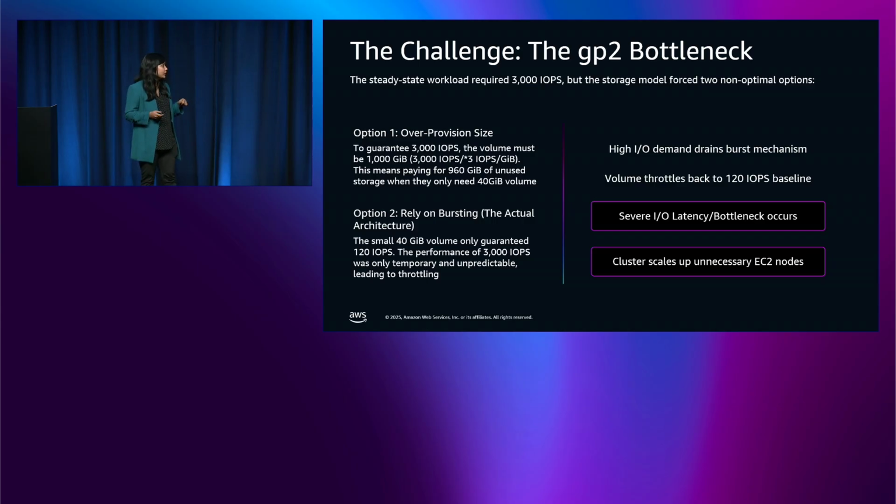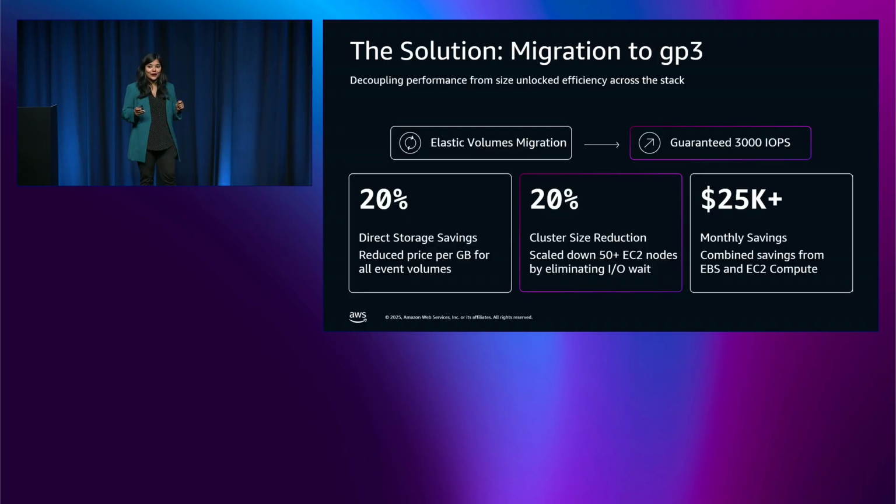So let's see how they resolved this problem. I'm assuming it's pretty obvious by now. We've talked about gp3 quite a lot. They moved to gp3, and they were able to get a guaranteed 3,000 IOPS without paying for unused storage. With that migration, they were directly able to save 20% cost in the storage. They were able to reduce the number of EC2 instances by 50. Altogether, they were able to save at least 25K per month, and that number is pretty large.